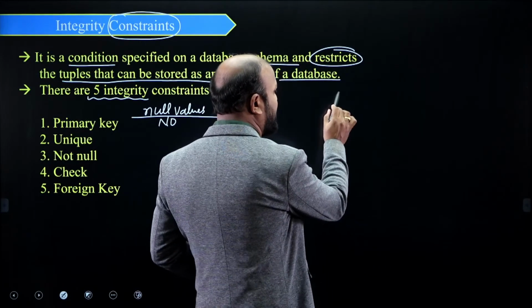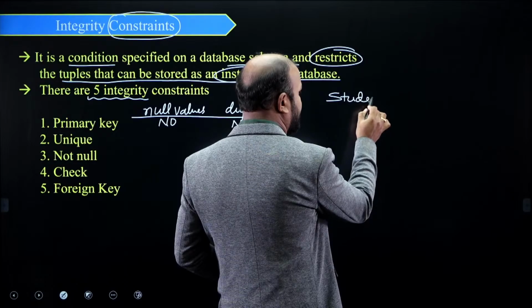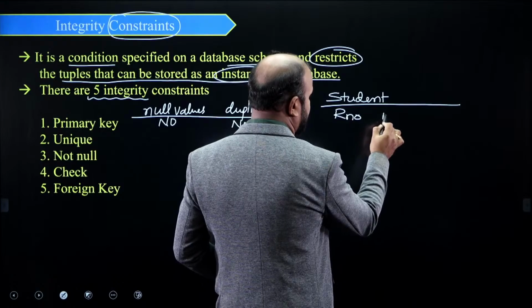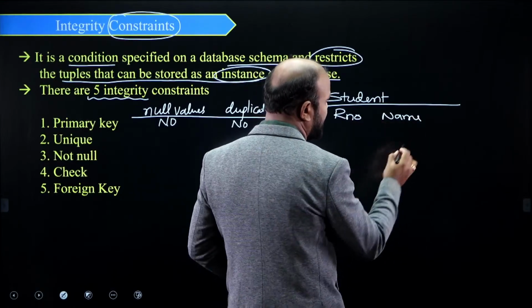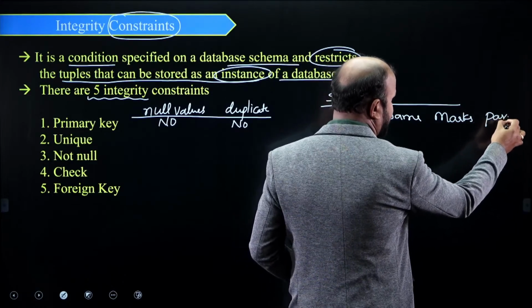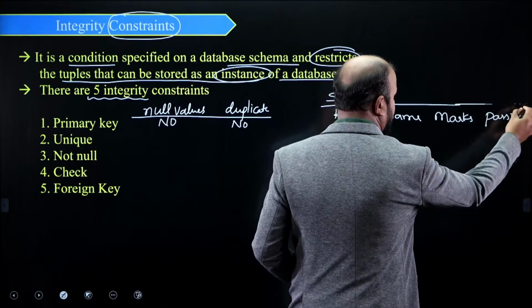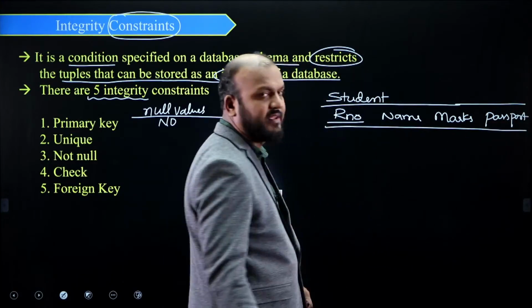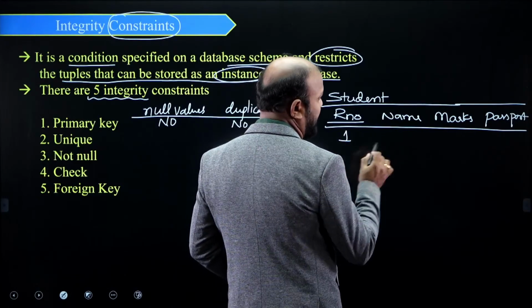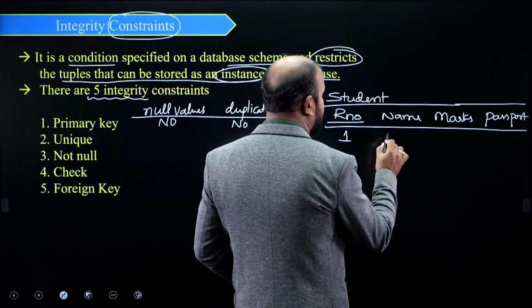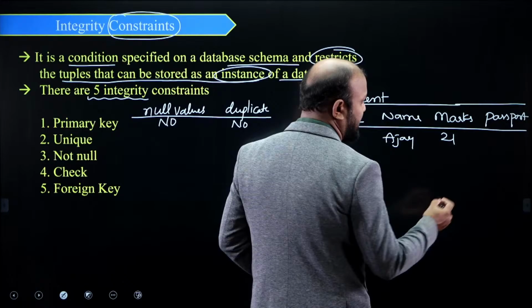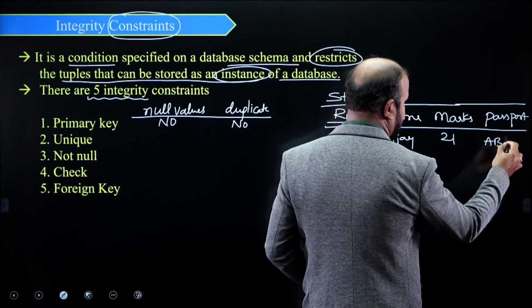Let us take an example. I have a table called student. On that we have some attributes: roll number, name, marks, passport. Here roll number is a primary key, assuming. If roll number is a primary key, it should not be null and should not be duplicated. Say 1 Ajay, marks 21, and the passport is ABC, something I'm writing.